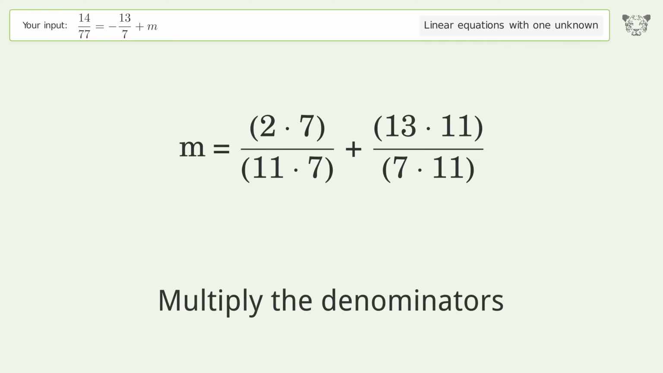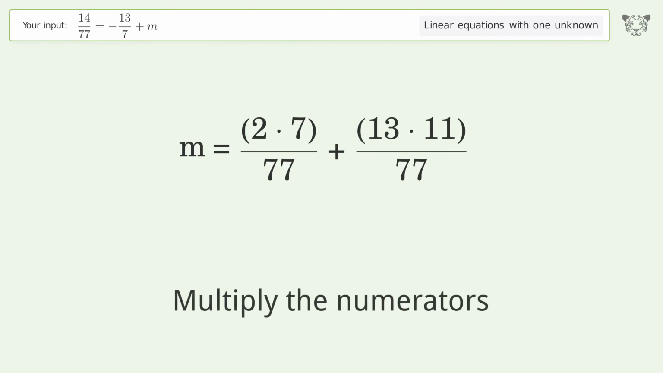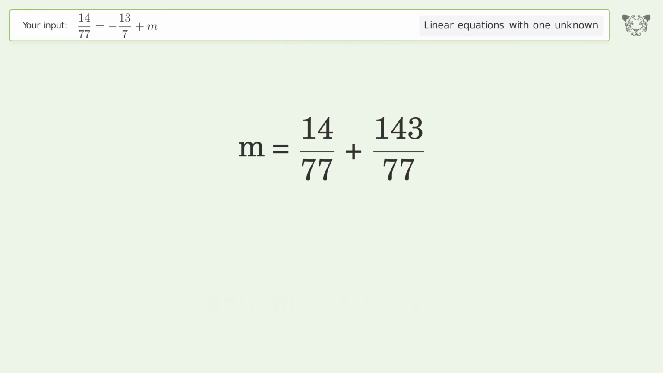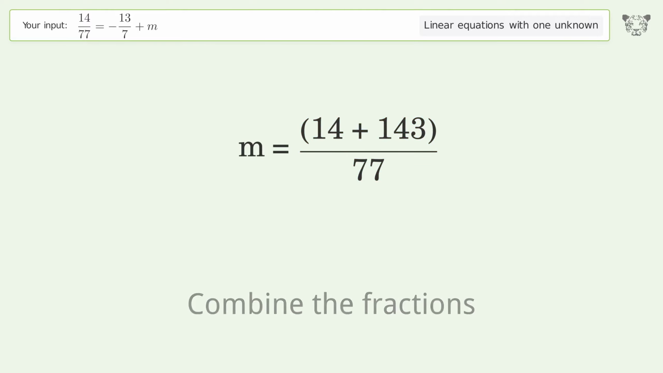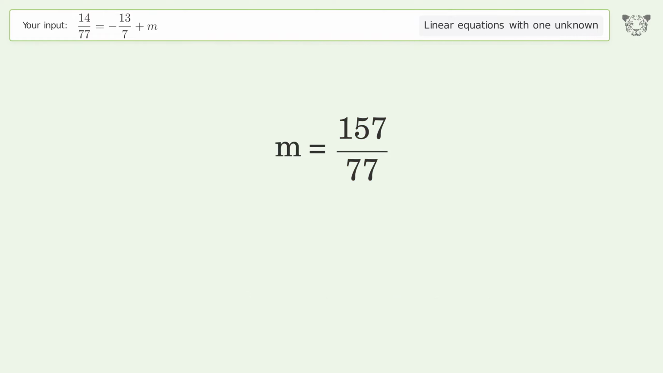Multiply the denominators. Multiply the numerators. Combine the fractions. Combine the numerators. And so the final result is m equals 157/77.